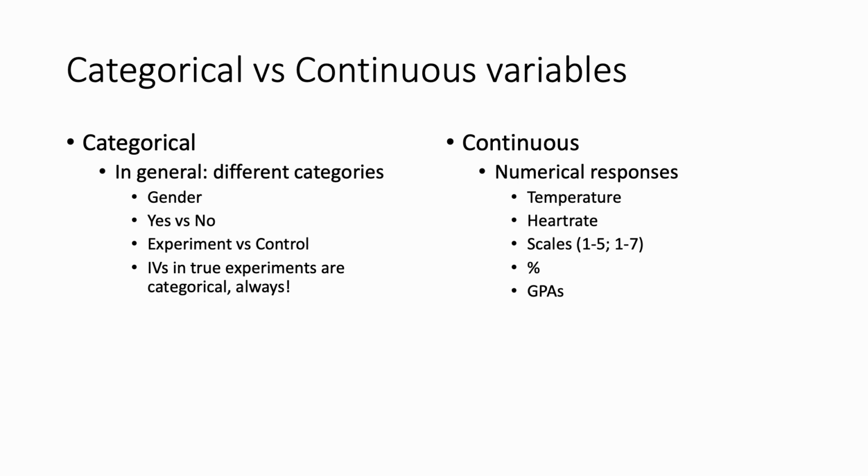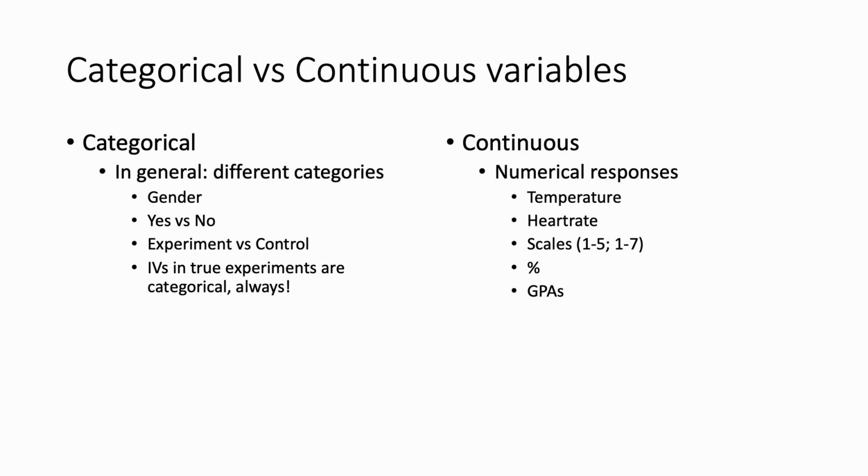Now, the first concept you need to understand is the difference between categorical and continuous variables. When I'm using the word variables, this means IVs or DVs. IVs or DVs can be categorical or continuous for both of them. Categorical just means in general there are different categories. For example, in gender, you have men, you have women, you have transgender folks, non-binary folks, genderqueer folks, right? Categorical in a DV, you can have yes or no questions. A yes or no question is a categorical DV.